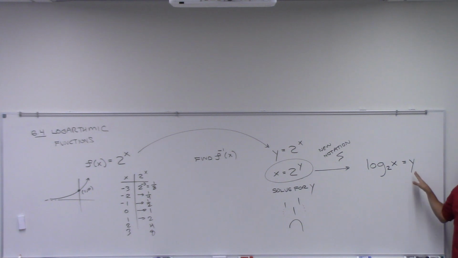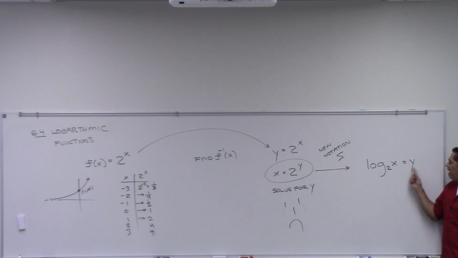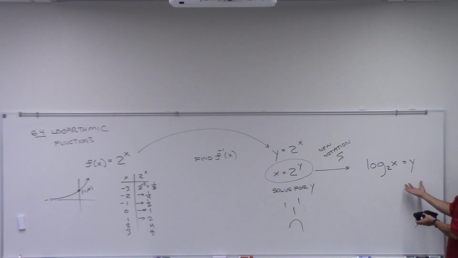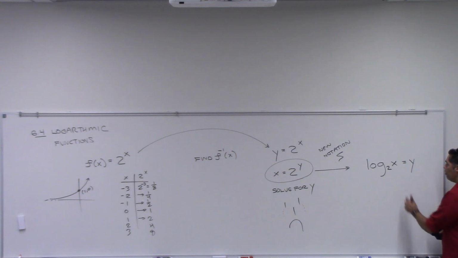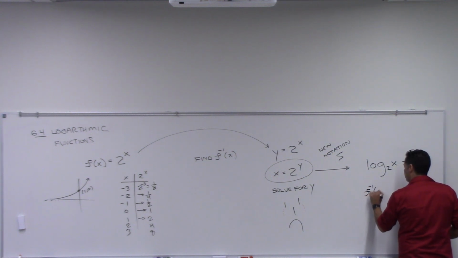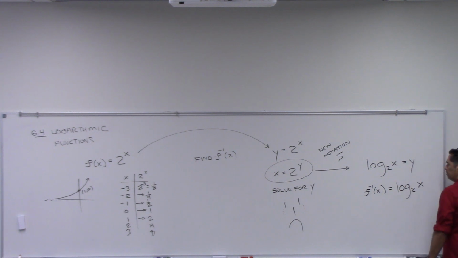So it looks like I've solved for y, but all I've really done is come up with a new notation that means this but is written this way. And when you do that, you could say y has been solved for. So this right here becomes the inverse function. But it's truly just notation. That's all it is, some way of representing that. So our inverse function is log with the little subscript 2 and then x.